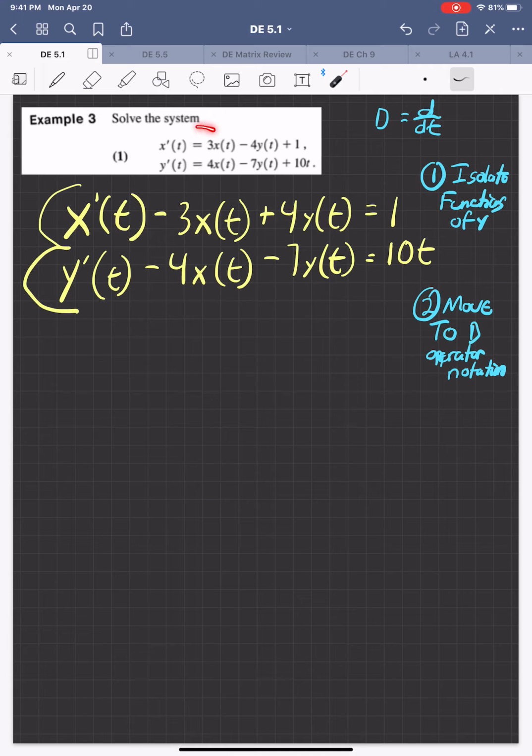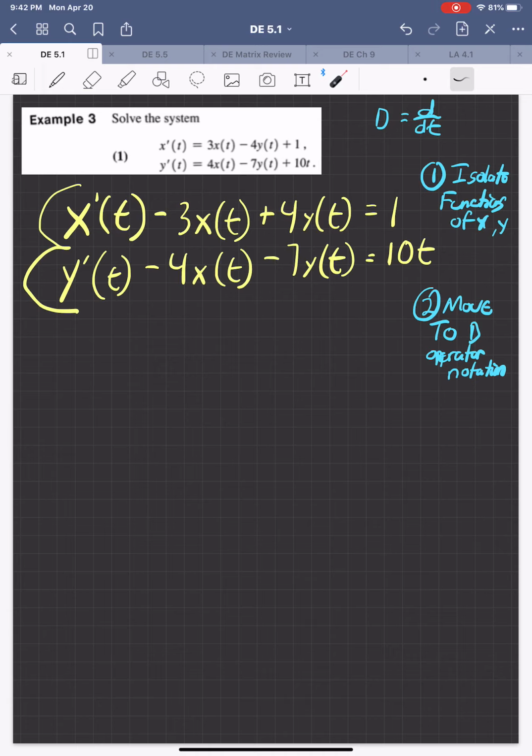So let's start with where I've gone in the problem so far. Let's look at this first equation. That's x prime of t is equal to 3x of t minus 4y of t plus 1. Okay, so what we're going to do is isolate the functions of x as well as y. In other words, we're going to keep this 1 where it is on the right-hand side of the equation, and everything else is going to be moving to the other side of the equation.